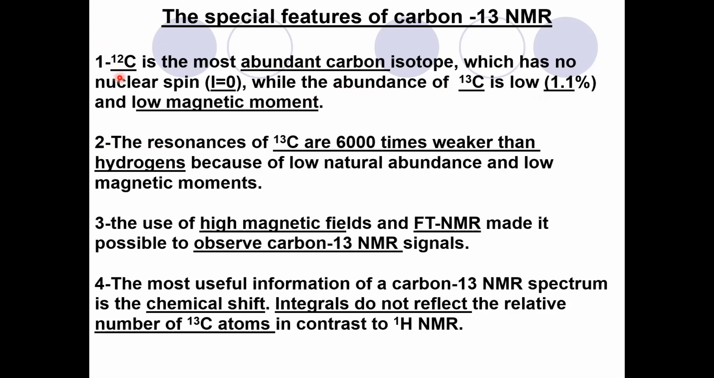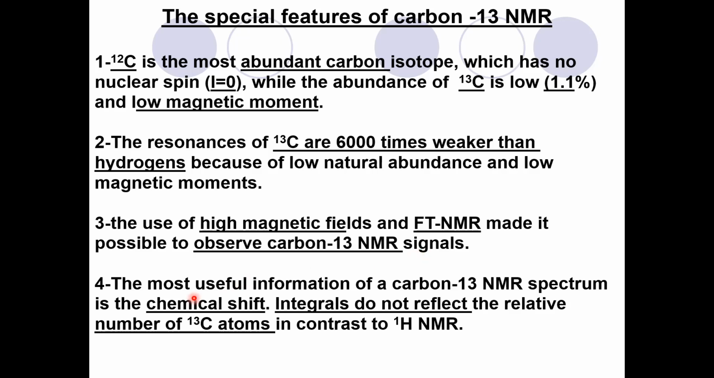The major isotope of carbon is C12. Also, carbon-13 has a low magnetic moment, about 1/4 the magnetic moment of a proton. These 2 factors render carbon-13 NMR 6,000 times weaker than proton NMR spectroscopy. However, the development of high magnetic fields, up to 900 megahertz radio frequency and 21 Tesla, allowed us to observe carbon-13 NMR signals.